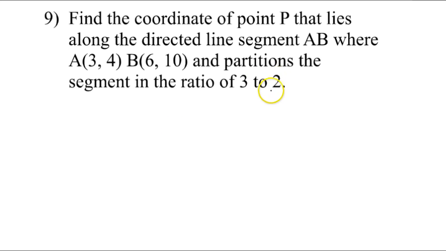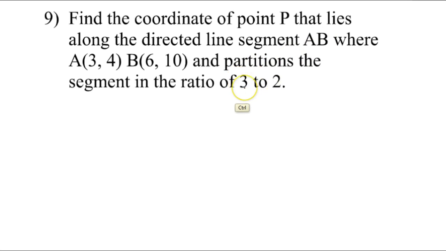Okay, the first thing we need to do is figure out the fraction that will tell us how far to go from point A or how far to go from point B to split the segment in the ratio that we want. A directed line segment means that the order of the endpoints matters. So AB means from A to B.